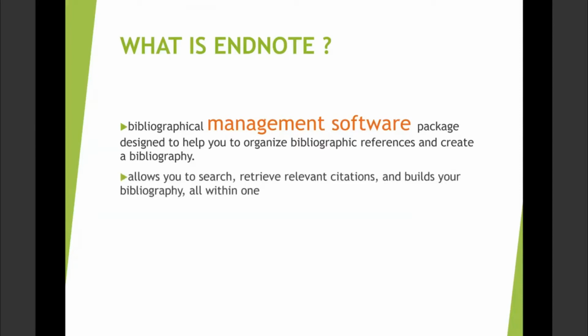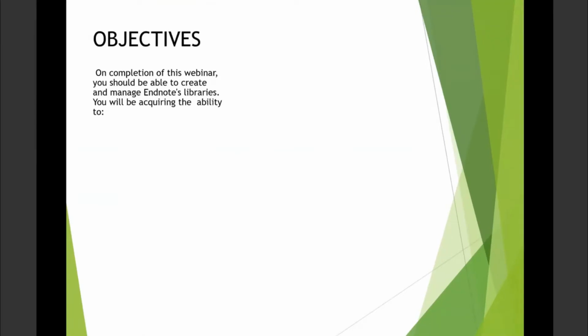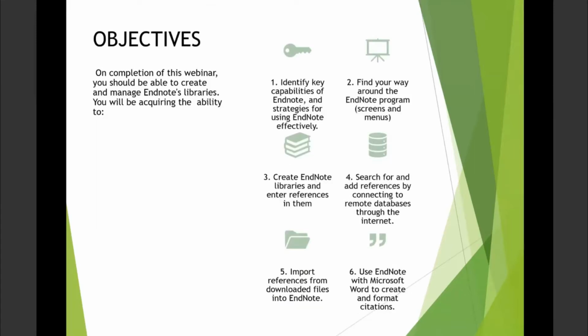Today's objective for the webinar: I have 7 objectives. On completion of this webinar, you should be able to create, which means that inside your laptop, you will have a library by the end of this webinar at 5, and to manage the libraries on your own. First, my objective is to identify key capabilities of Endnote and strategy to use Endnote effectively. You may know how to use Endnote, but not how to use it effectively, which is also a big problem. You will find your way around the Endnote program, the screen and the menu, create a library, search and add references, import those downloadable references into your library, and then transfer your Endnote library inside your Word file. That's my objective for today.